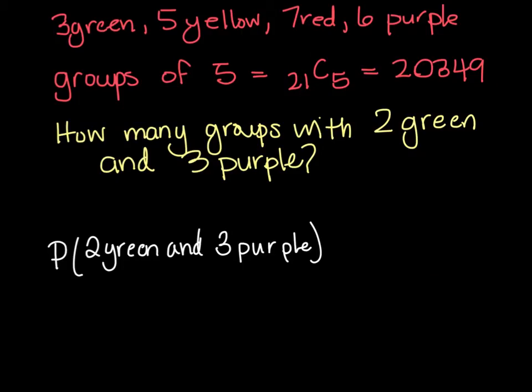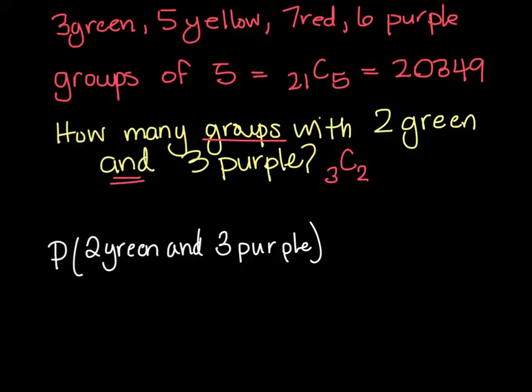Okay, so using that same group of candies from the other page, remember groups of 5 was 21C5, which was 20,349. So now let's set up a different question. How many groups are there with 2 green and 3 purple? Well, it's still groups. So we have to do combinations again, but this time we'll have to do 2 combinations, 1 for each color. So if we want to guarantee we get 2 green, we have to pick that only from the 3 green, so 3C2.